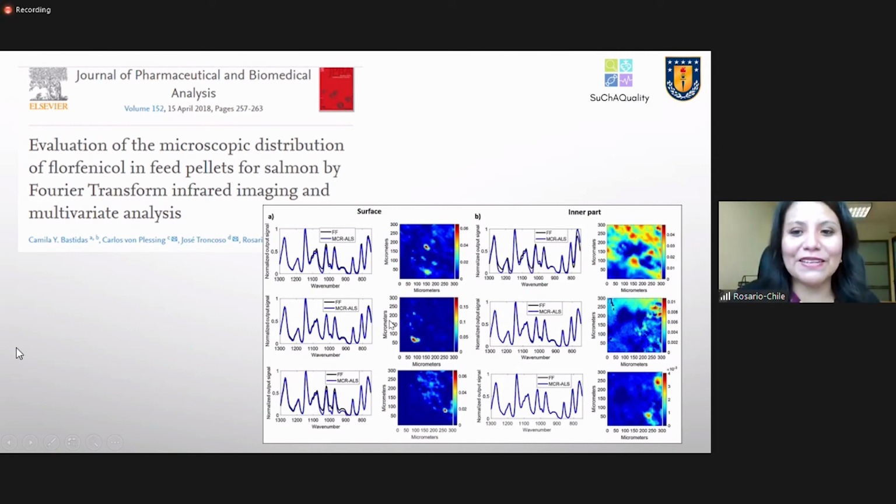And the blue line is just a mathematical or chemometrical solution. So it's very, very interesting because the compound is in a low concentration. So this is analysis on the surface, but we can also cross the sample and acquire the fluorophenical distribution in the inner part. So here it is clear that the inner part has a higher distribution of fluorophenical than the surface.